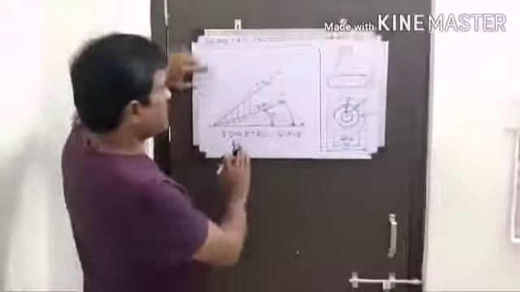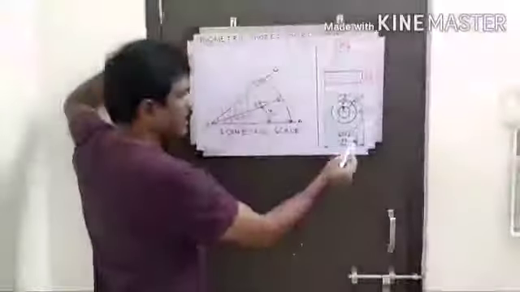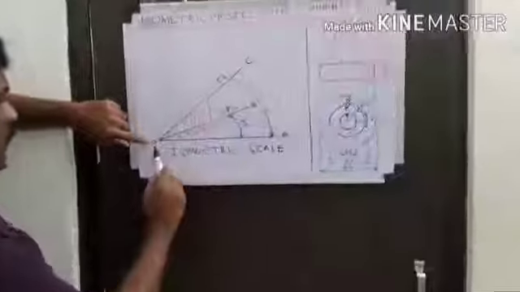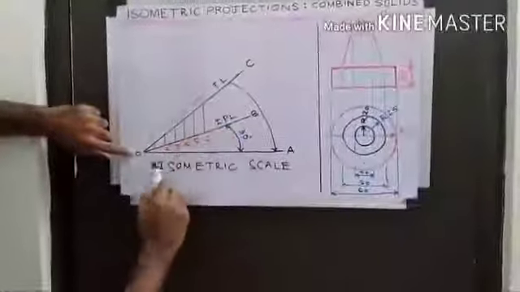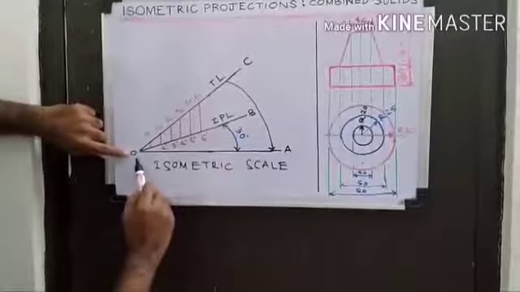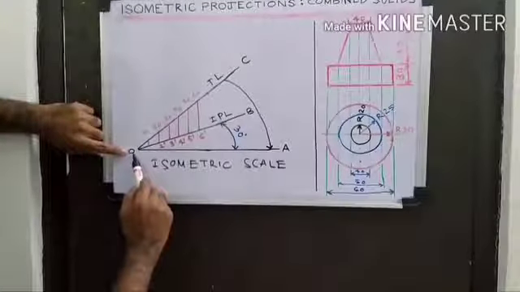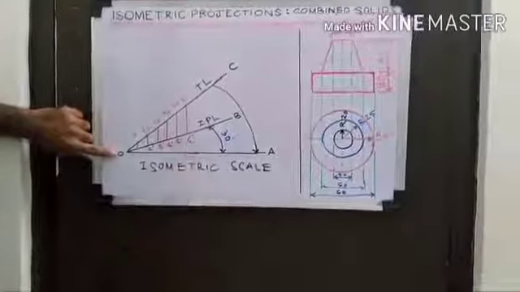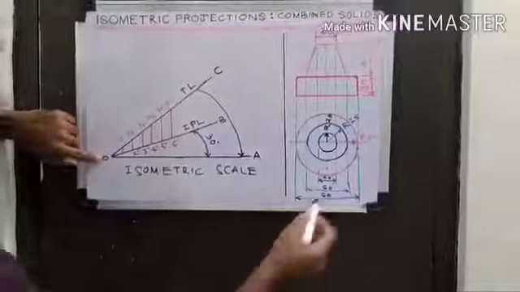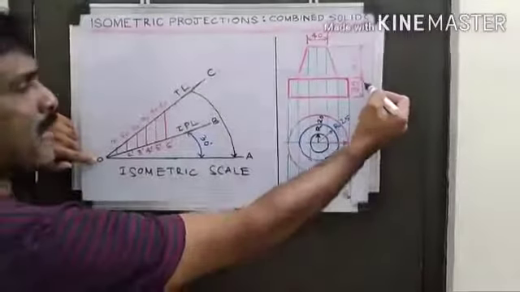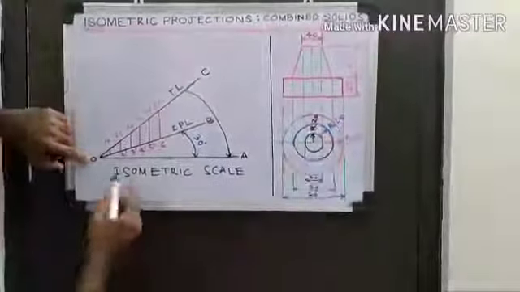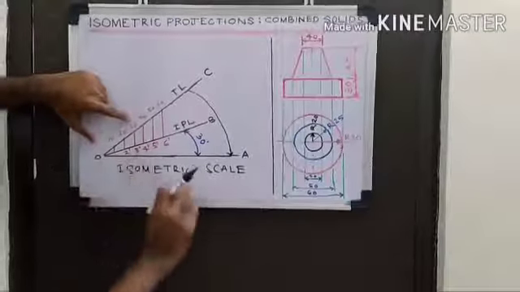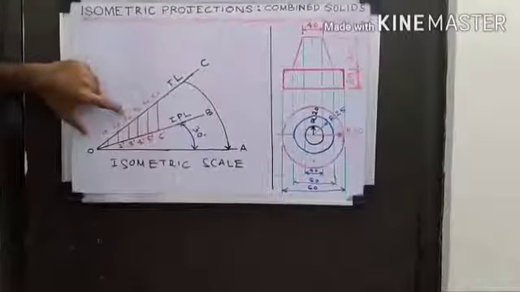For the previous question, this is the solution. Cylinder diameter 60, 0 to 60. On isometric projection scale, this is going to be 0 to 6 dash. Now, isometric slab height 30. So this is going to be 0 to 30, 0 to 3 dash isometric slab height.